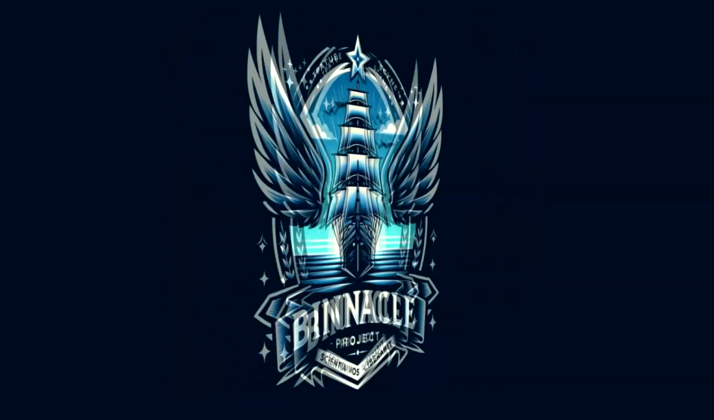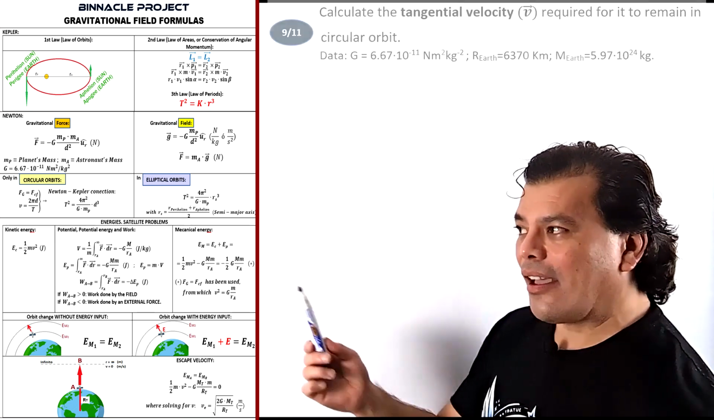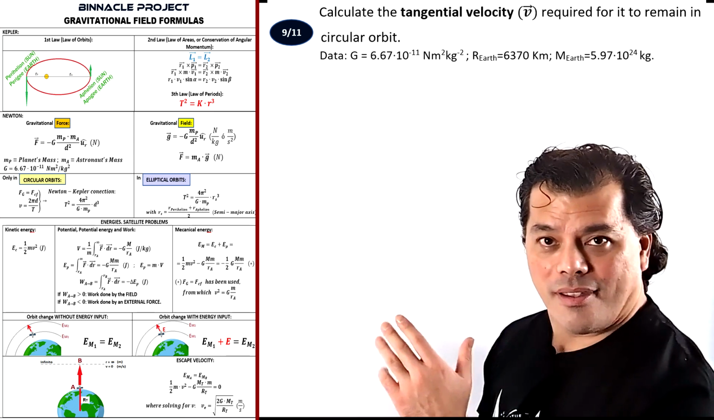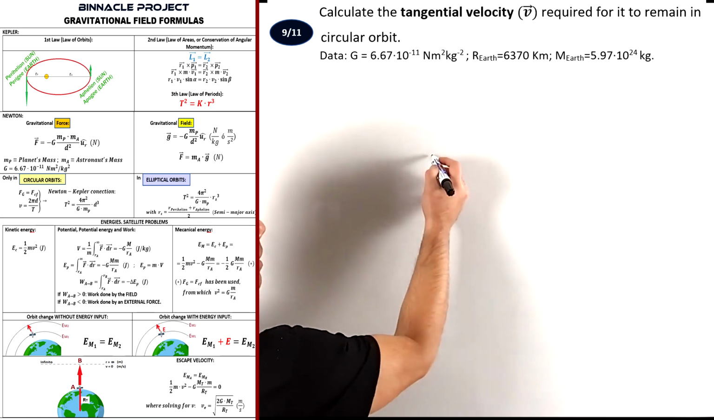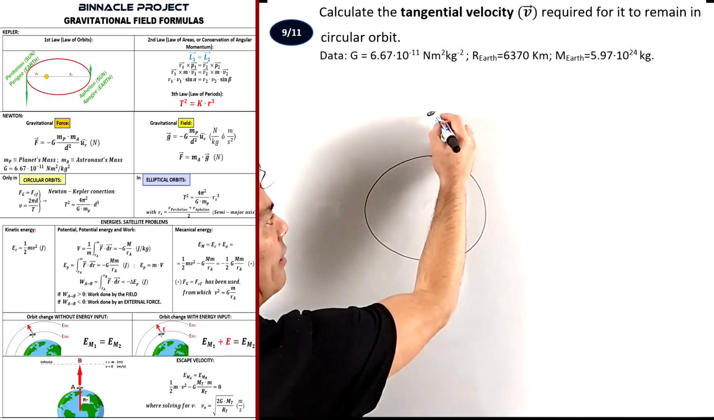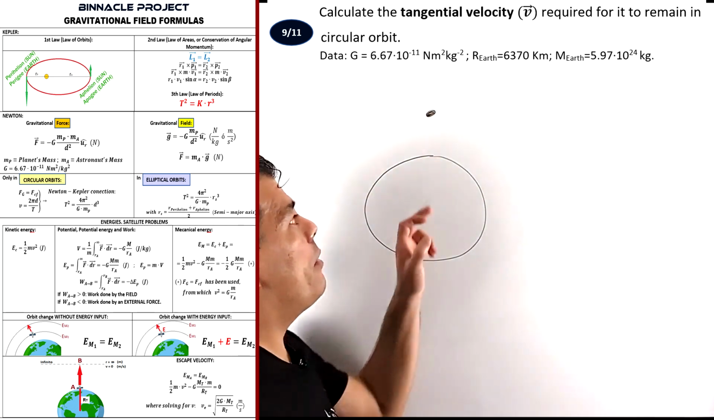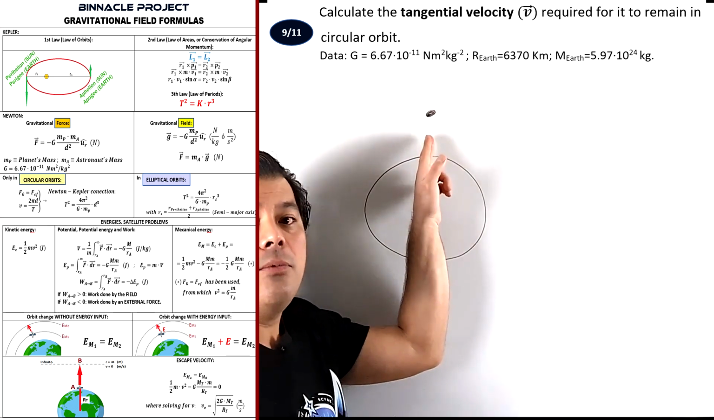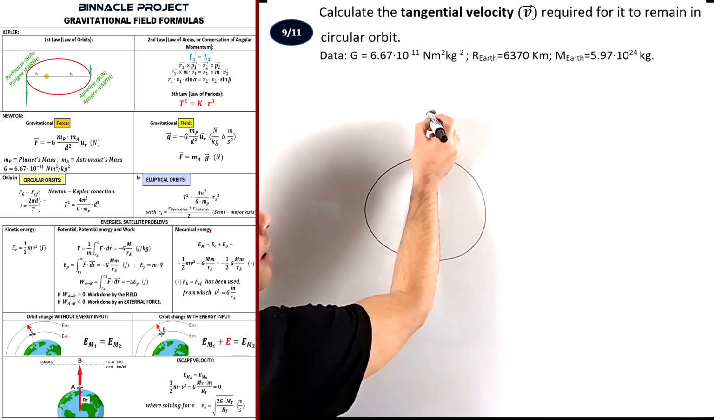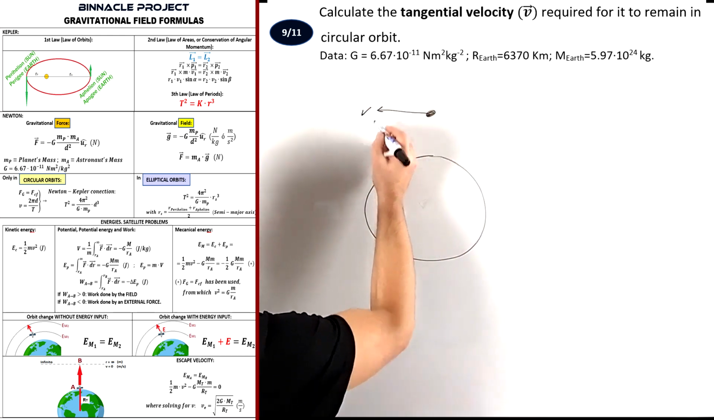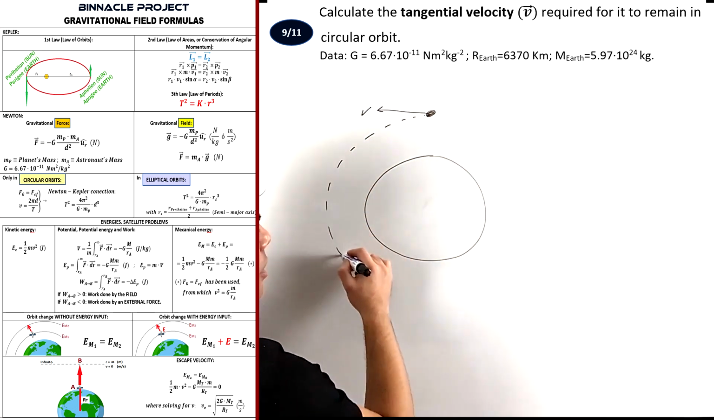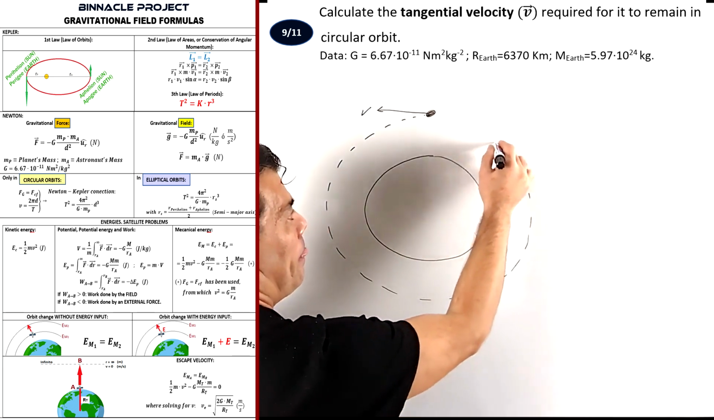Binnacle project. The next section says, calculate the tangential velocity required for it to remain in circular orbit. And look, this is the situation. This is our planet, and this is our satellite. But if our satellite doesn't have velocity, it would fall back again to the Earth. So what can we do? We can apply a velocity for it to remain here in a circular orbit, okay?